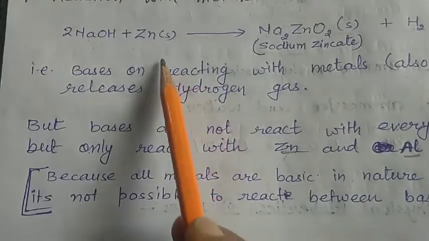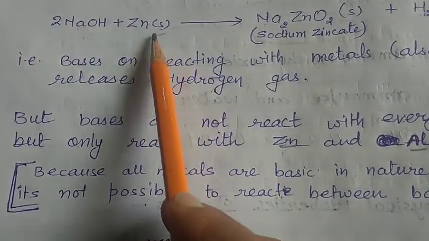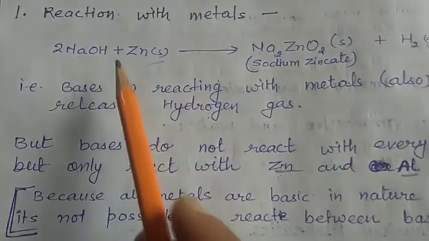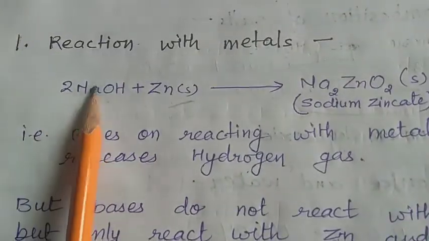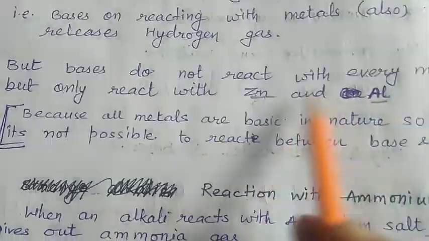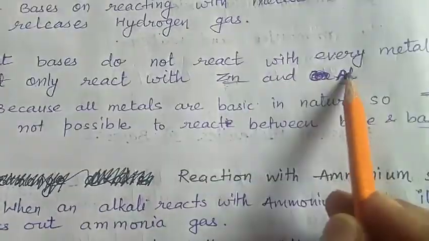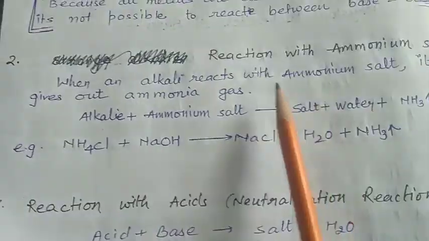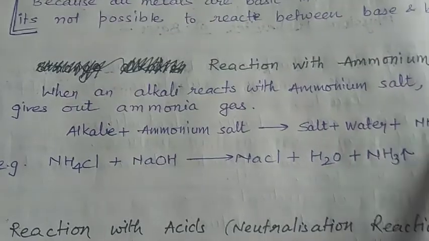Because the metals have the tendency, they are basic in nature. Metals are basic in nature and it's not possible to react base plus base. Only zinc and aluminium, because they have some different qualities, some different properties, react with bases. Next is reaction with ammonium salt.